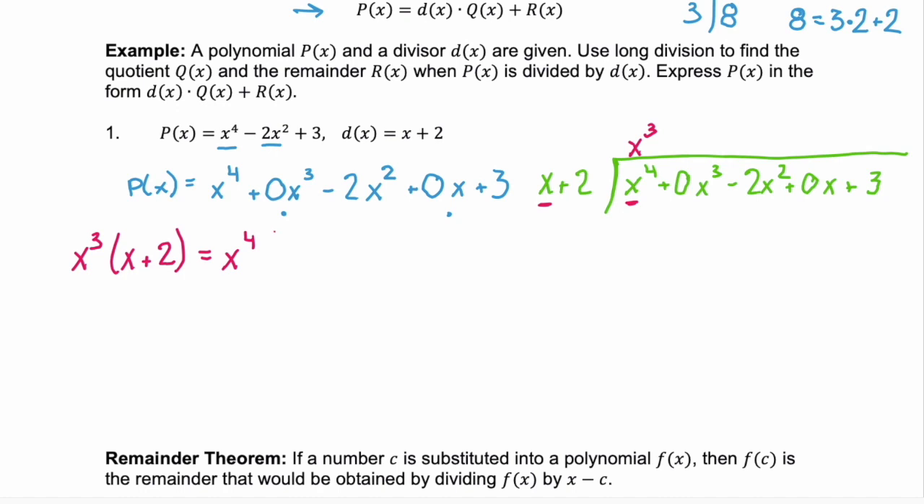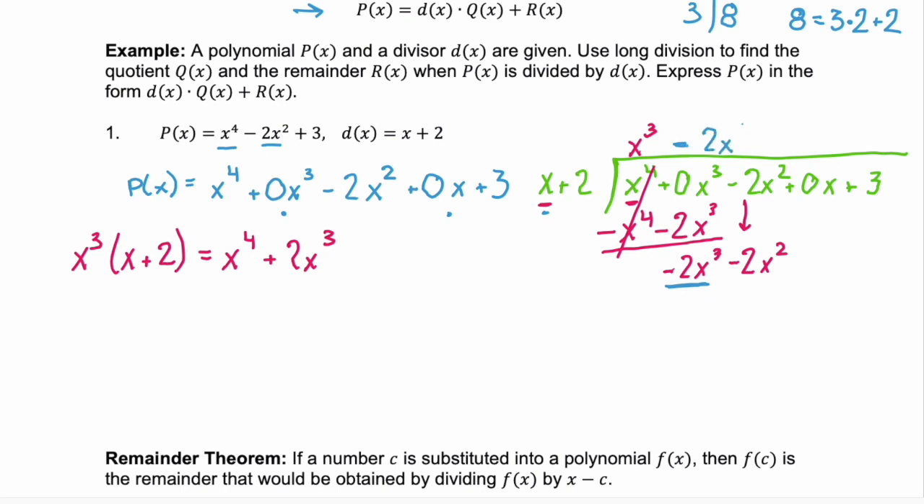plus 2x cubed. So that's going to cancel out when we subtract. So we're going to subtract x to the 4th and subtract 2x cubed. And that will give us, these guys cancel out, so negative 2x cubed, and then we bring down our next term, minus 2x squared. Now I'm looking at those first terms again. So negative 2x cubed, and I have an x. I need to multiply by a negative 2x squared.